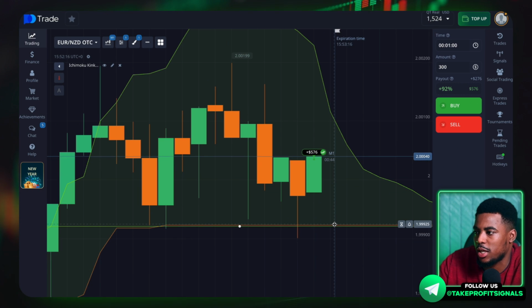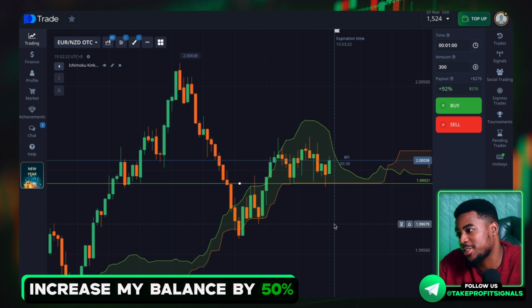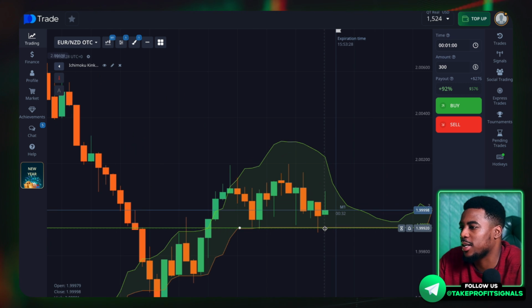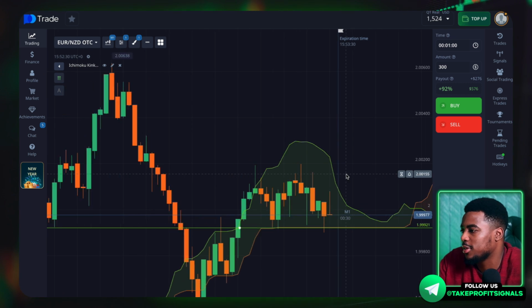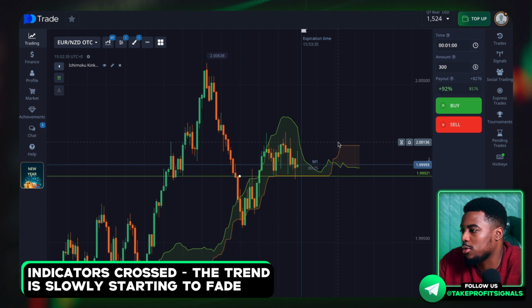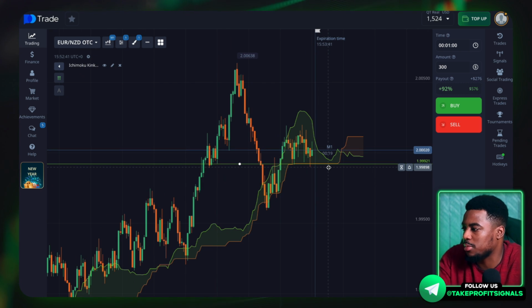So just one series of trades, I have already managed to increase my balance by 50%, and all because an additional trade was placed right at the base of this lower boundary. Now, as we can see, the trend is slowly starting to fade because the indicators crossed here. But this is no reason to stop trading.